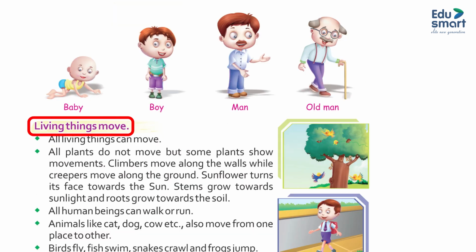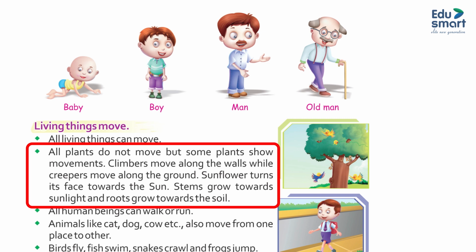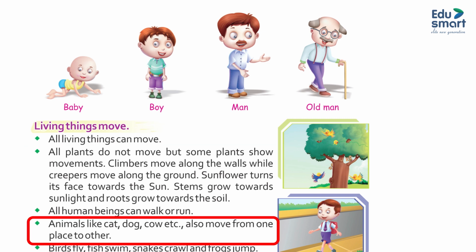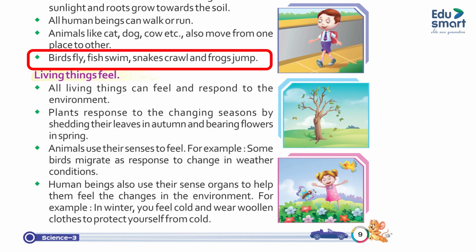Living things move. All living things can move. All plants do not move, but some plants show movement. Climbers move along the walls while creepers move along the ground. Sunflower turns its face towards the sun. Stems grow towards sunlight and roots grow towards the soil. All human beings can walk or run. Animals like cat, dog, cow, etc. also move from one place to another. Birds fly, fish swim, snakes crawl, and frogs jump.